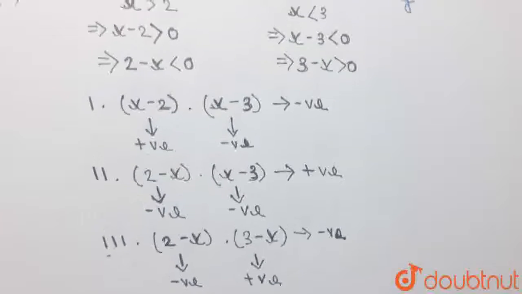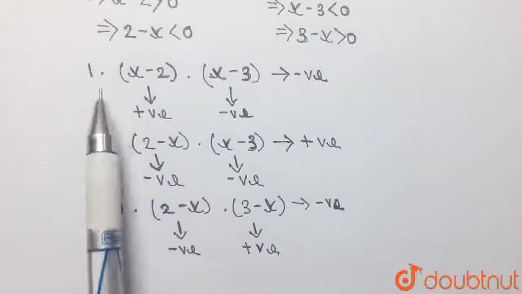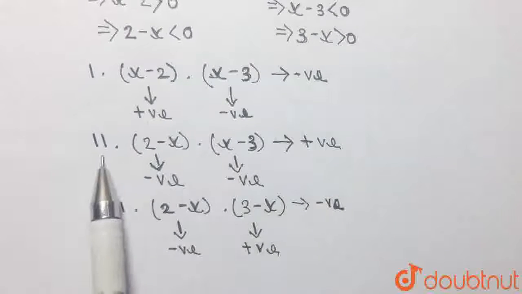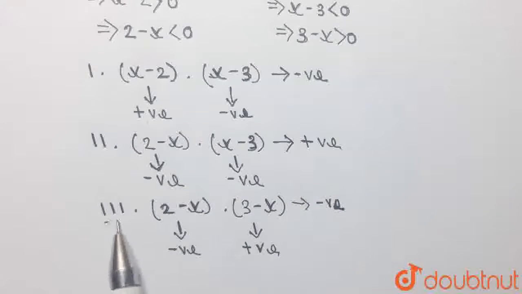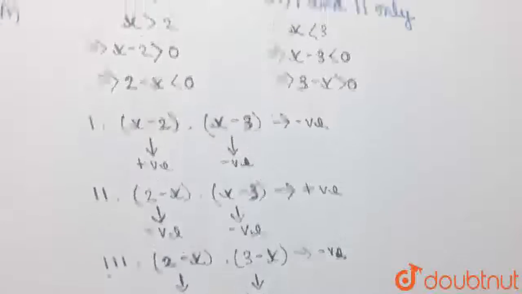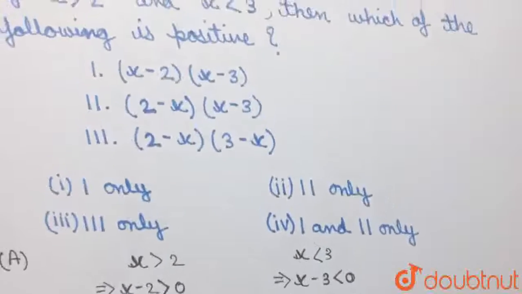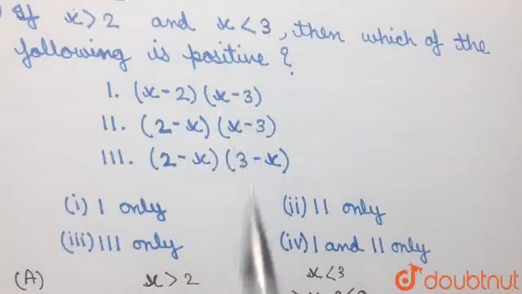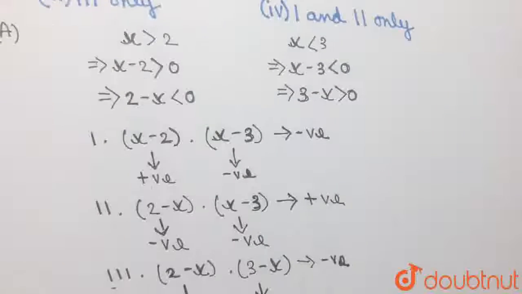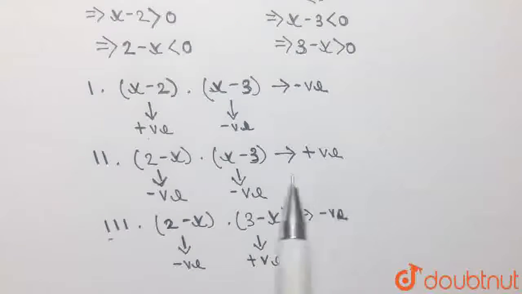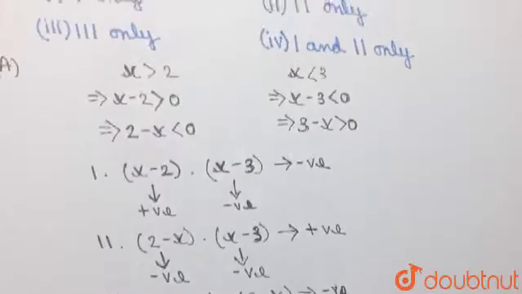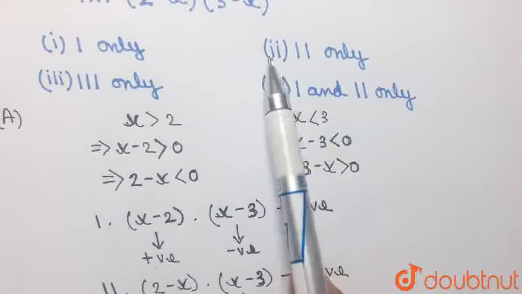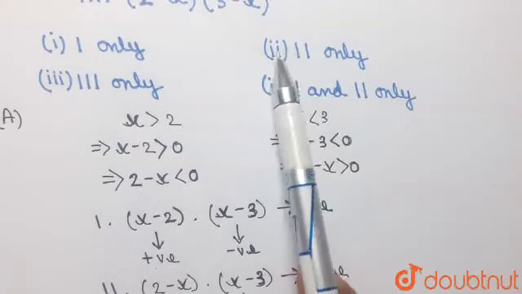Now we have concluded that expression number 1 is negative, expression number 2 is positive, and expression 3 is negative. The question asks which of the 3 given expressions are positive. As we have seen that out of the 3, only expression number 2 is positive, and going through the options, as option 2 states that only expression 2 will be positive, we can conclude that option number 2 is the correct option.